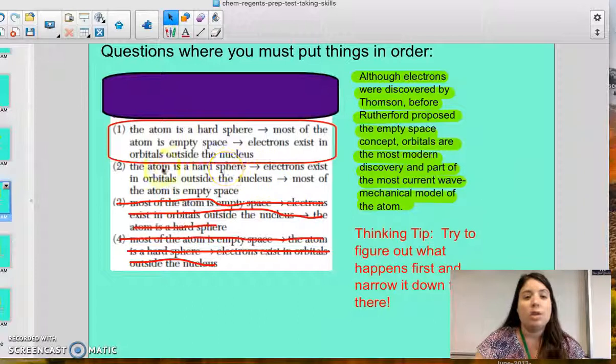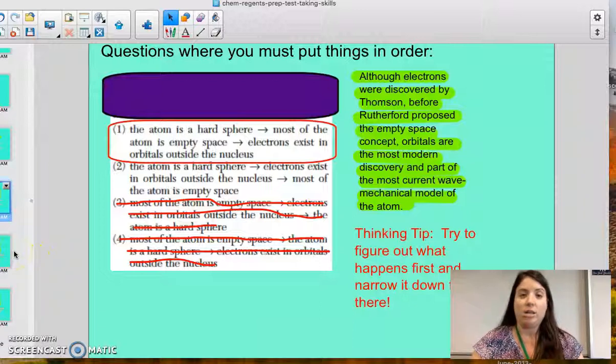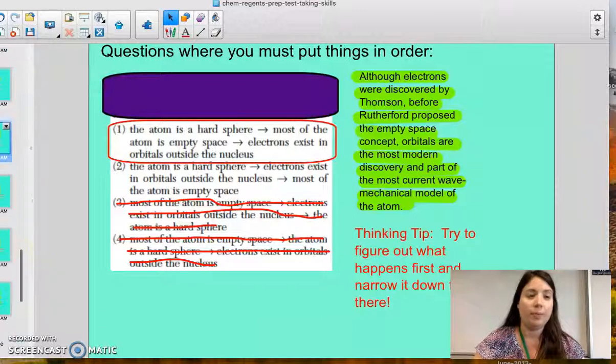So again, the word orbital here you should recognize as being very current, and Rutherford discovered the nucleus and also this empty space concept, so choice 1 is the answer. Again, try to narrow it down, and these are some key strategies. Okay.